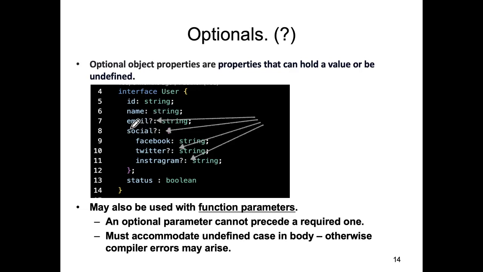In the case of the social property, I'm saying the social property is also optional. I'm saying that the social property, if it's present, is an object where the structure is like this. Some of the properties within that nested object are optional, and this one isn't. Status is mandatory. So your optional properties can be anywhere within the structure.